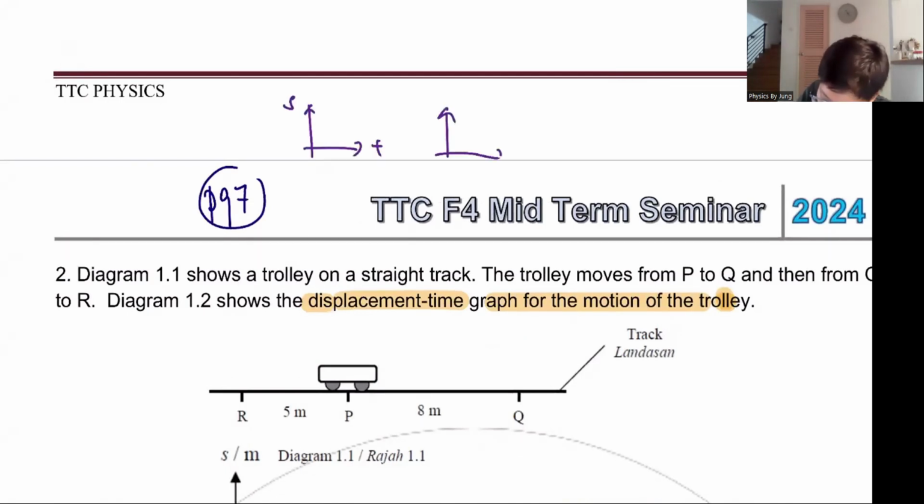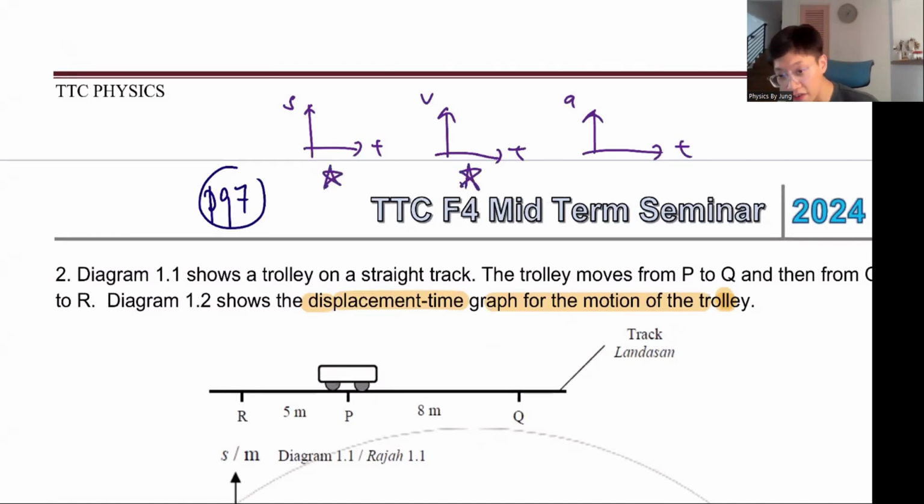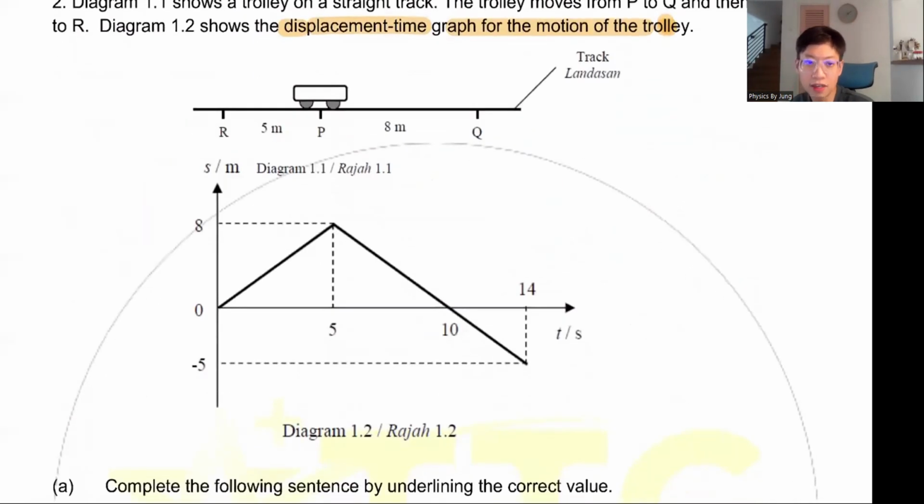We got the velocity time graph, VT graph. We also got the acceleration time graph, AT graph. The more common ones in your exam are usually velocity and displacement time. So you need to be very good in these two graphs, velocity and the displacement time graph. Okay, let's have a look.